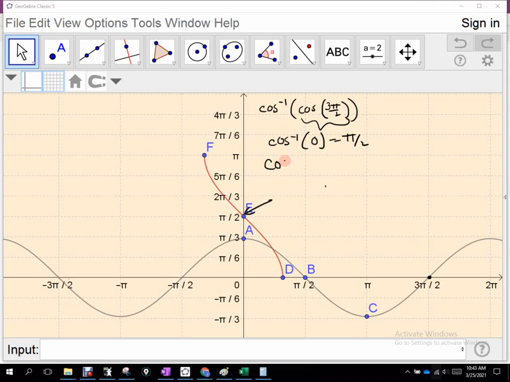Cosine inverse of cosine of pi. What's cosine of pi? Give me back a y value. Cosine of pi is -1, right? So this thing turns into -1. And now I ask, okay, well, what is the cosine inverse of -1? Look at an x value of -1 on the cosine inverse. And what y value does it give back? It'd be pi, right? There was a direct cancellation. You're left with just the pi.